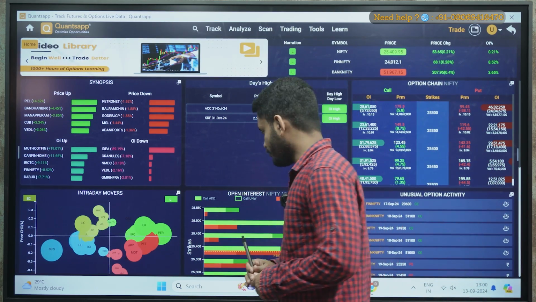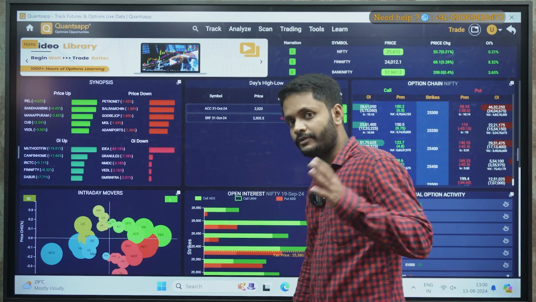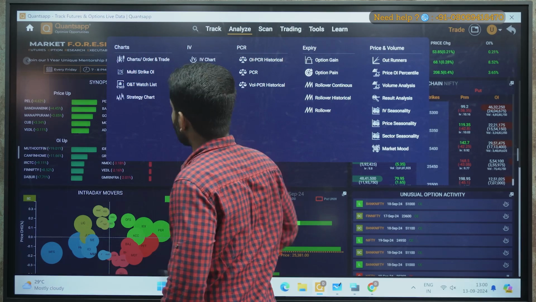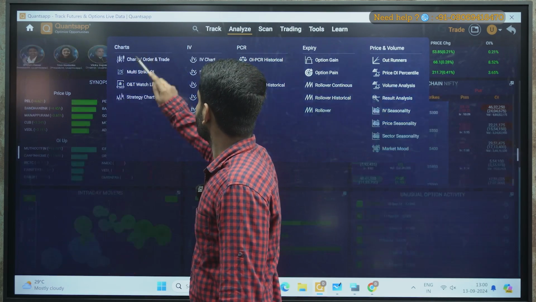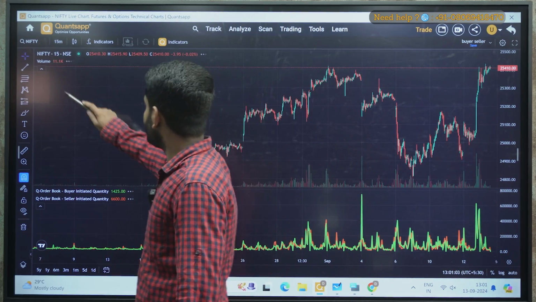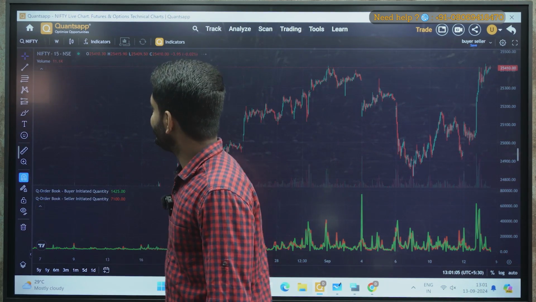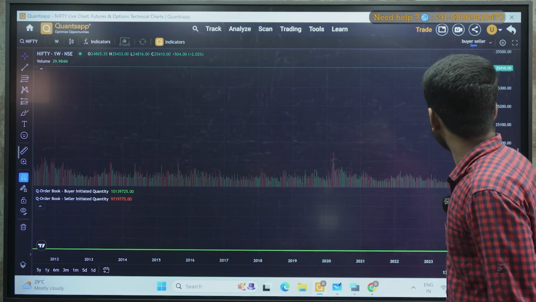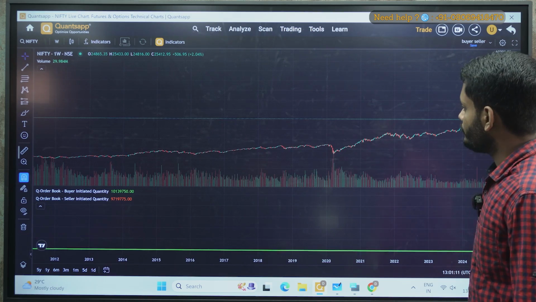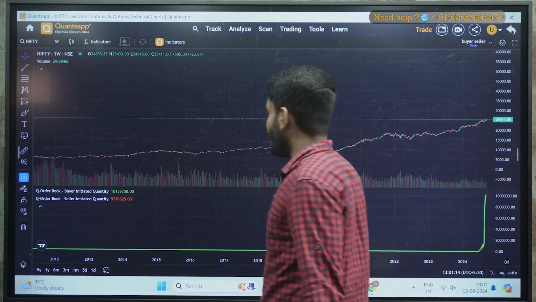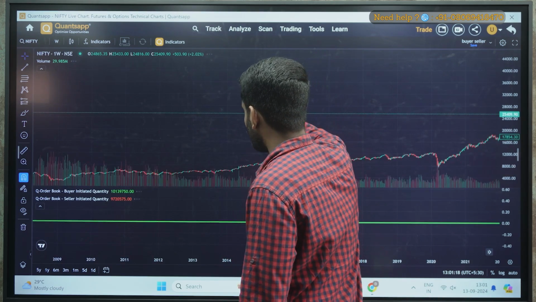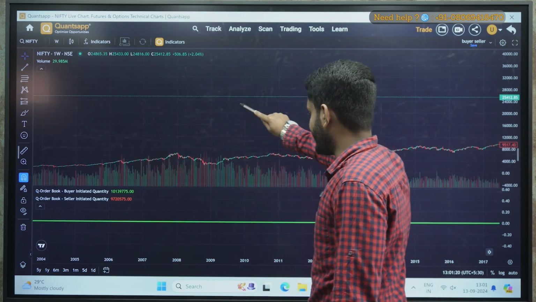Okay, so first of all, I would like to show you something very interesting. Okay, so first let me open the chart of Nifty. Okay, so Nifty's chart is plotted. Let me go to a weekly time frame. Okay, first let me go to a weekly time frame. Okay, so now let us go back historically, let me go to the 2008 crash.